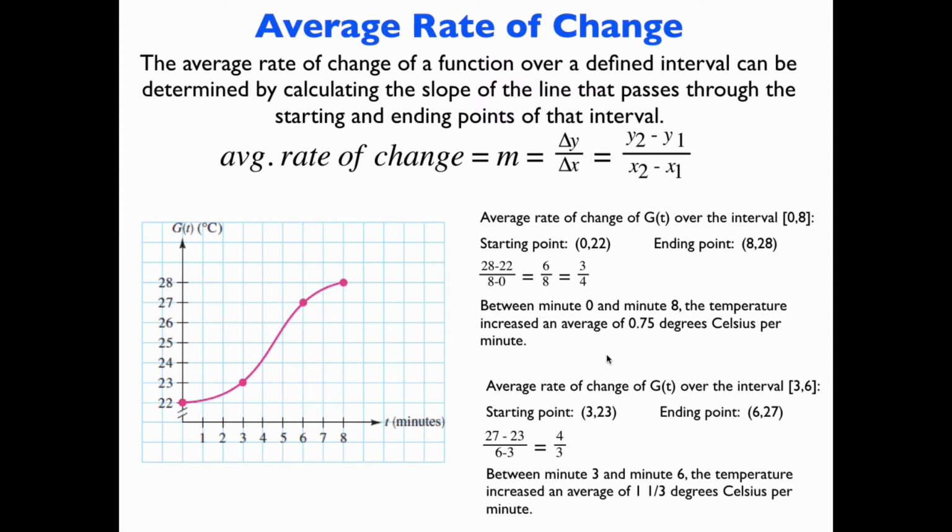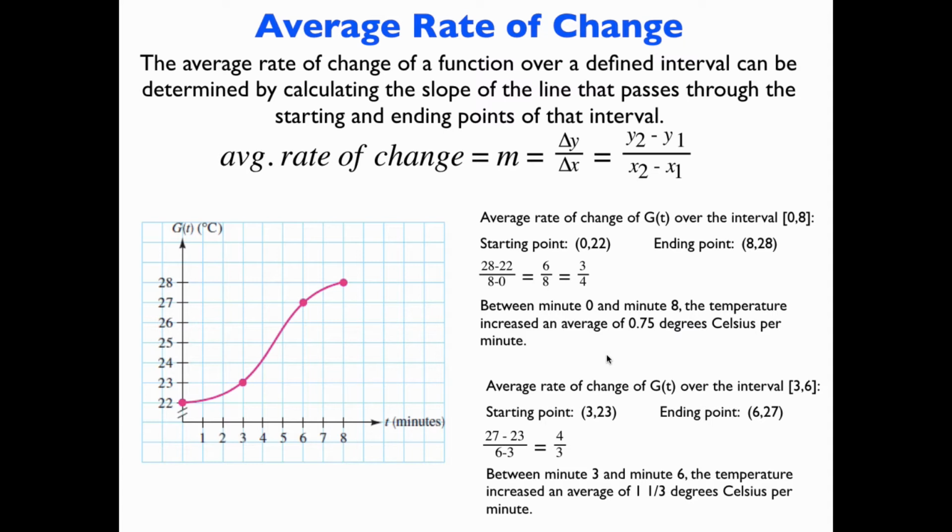So that's rate of change in a nutshell. The two main ideas that you should take away from this lesson is that rate of change is just calculating slope. All you've got to do is pretend there's a line going from one point to another, calculate the slope, and that describes the average rate of change over that interval.